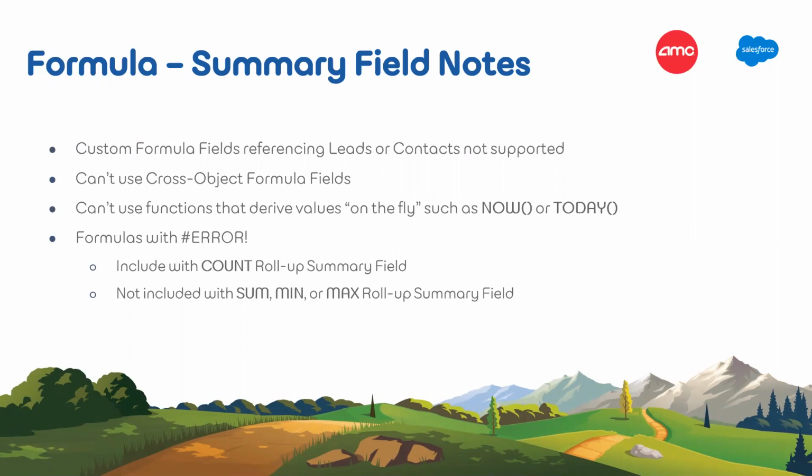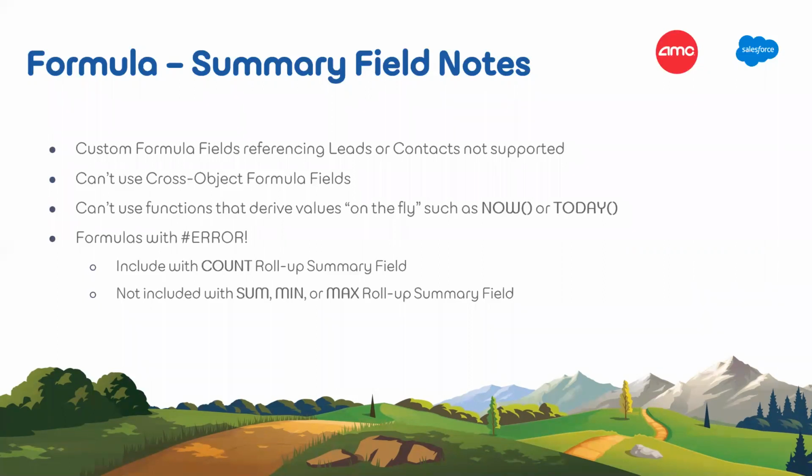Can't use cross-object formula fields in a summary roll-up. So it has to be on the same object. And it can't use functions that derive values on the fly, such as date, now, today, anything that's basically referencing a time period. You can't use any of those in a roll-up summary field.